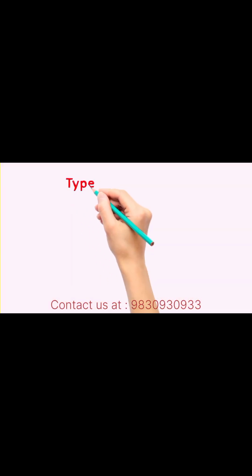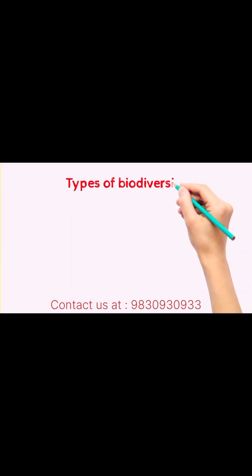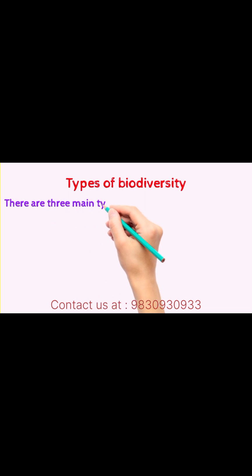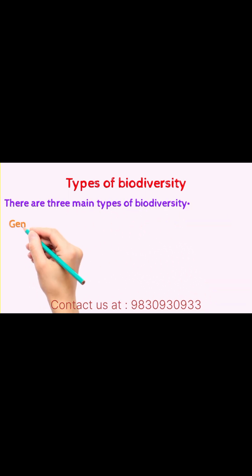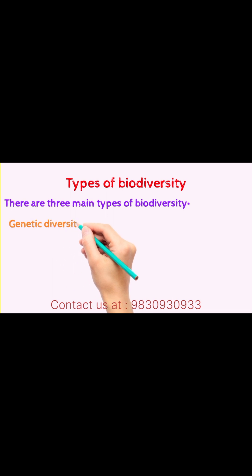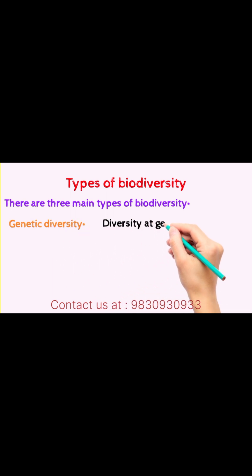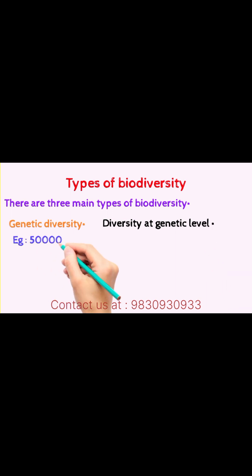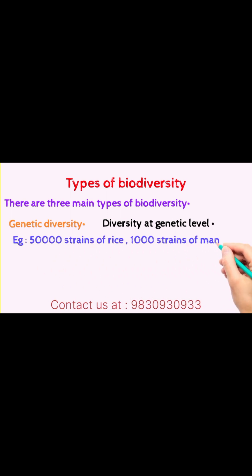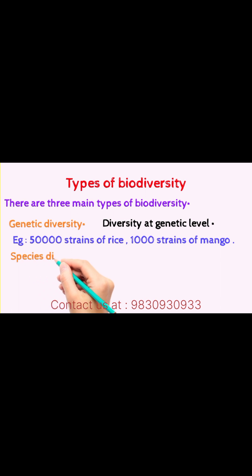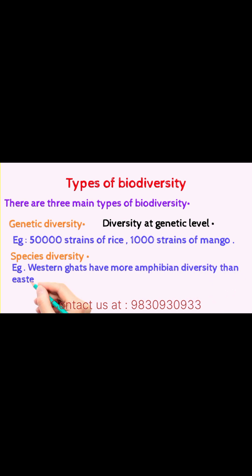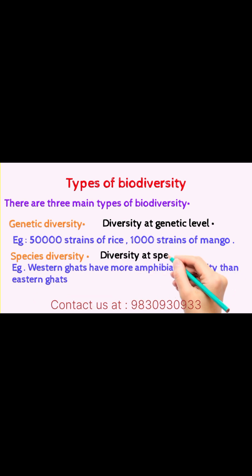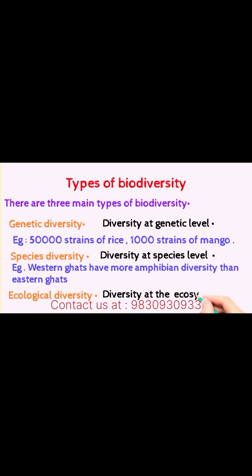Now, biodiversity can be of three main types. Genetic diversity is diversity at the genetic level. For example, there are 50,000 strains of rice and 1,000 strains of mango found in India. In case of species diversity, the diversity is at the species level. For example, the Western Ghats have more amphibian diversity than the Eastern Ghats. Ecological diversity is the diversity at the ecosystem level. For example, India has many forests, rainforests, and suburban areas with various types of populations of plants and animals. It is a diversification at the ecosystem level.